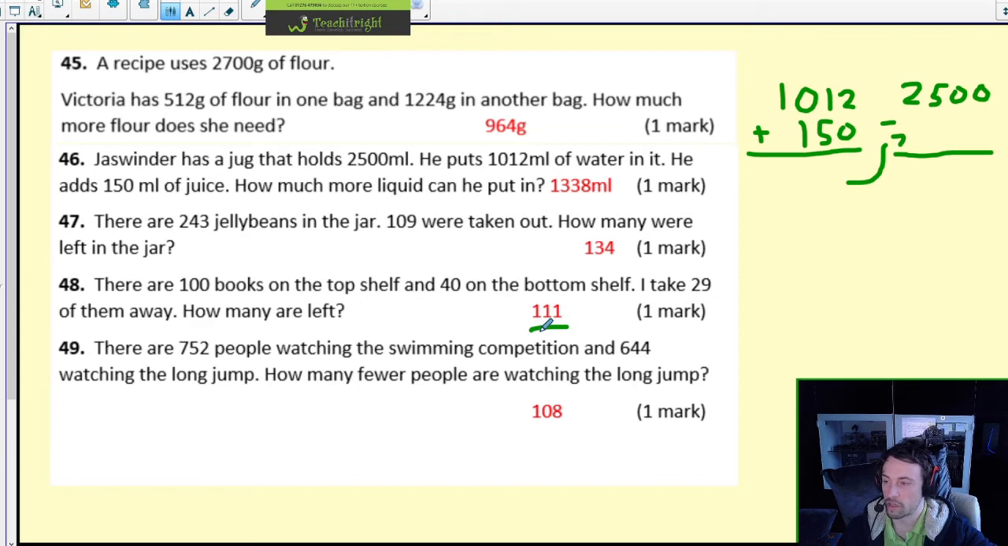There are 752 people watching the swimming competition and 644 watching the long jump. How many fewer are watching the long jump? That's another way of saying, what is the difference? And whenever we see a difference question, we subtract the two values. We subtract them. And if you do that, you get 108.